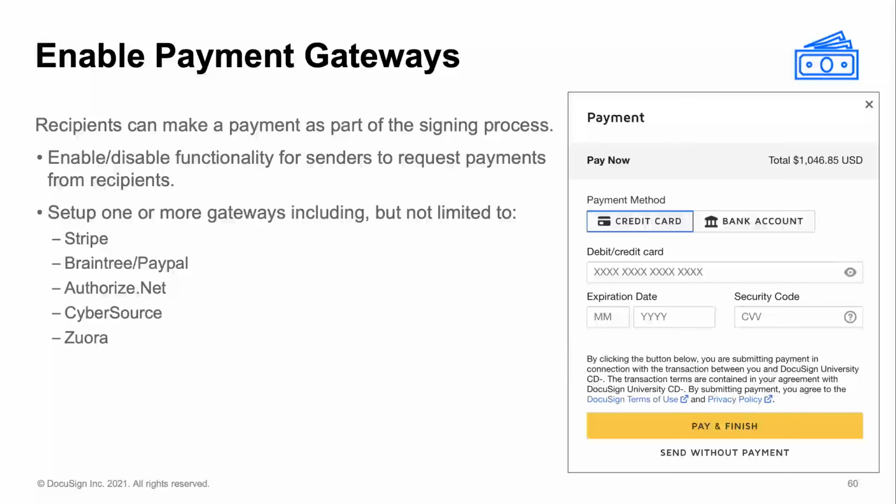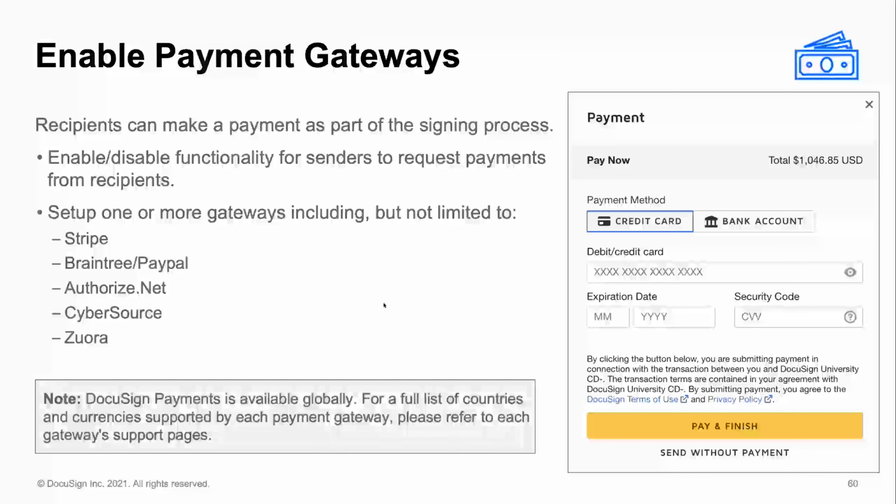So what happens is you'll need to first set up a payment gateway outside of DocuSign using one of our compatible providers. Once you have the payment gateway set up, you'll need to connect your DocuSign account and your payment gateway account in your admin settings. Then once that's connected, you can add the payment item field to any of your templates or your regular envelopes that you send. So the DocuSign payments feature is available globally, and we do have an extensive list of currencies and countries that are supported by each of our payment gateways in the support site if you're curious.